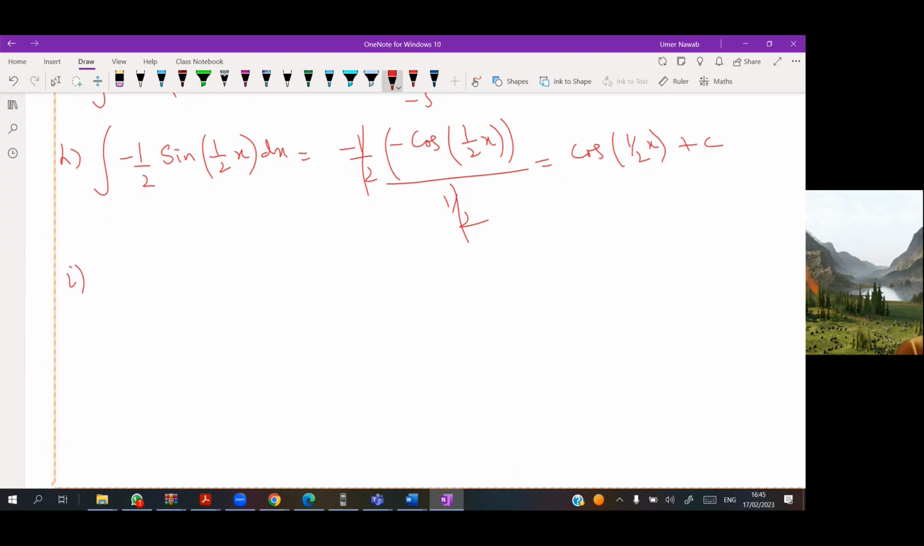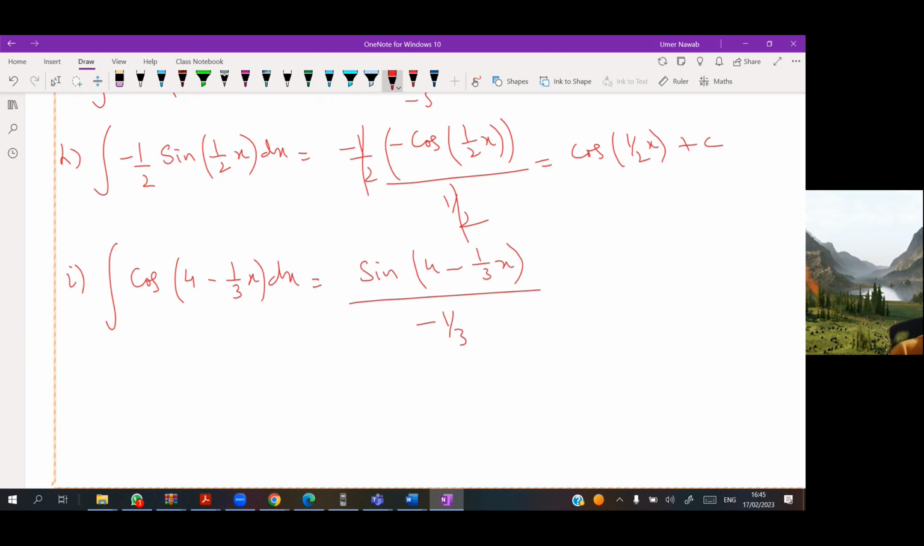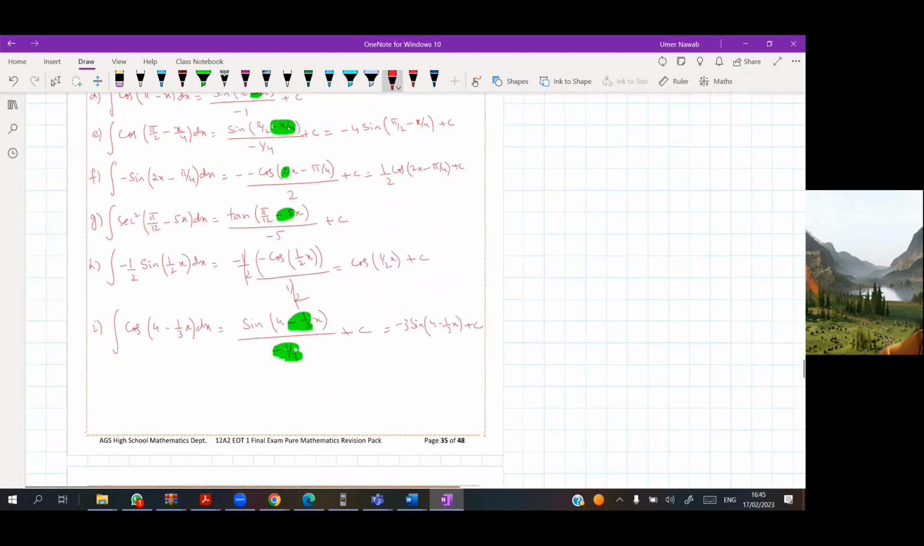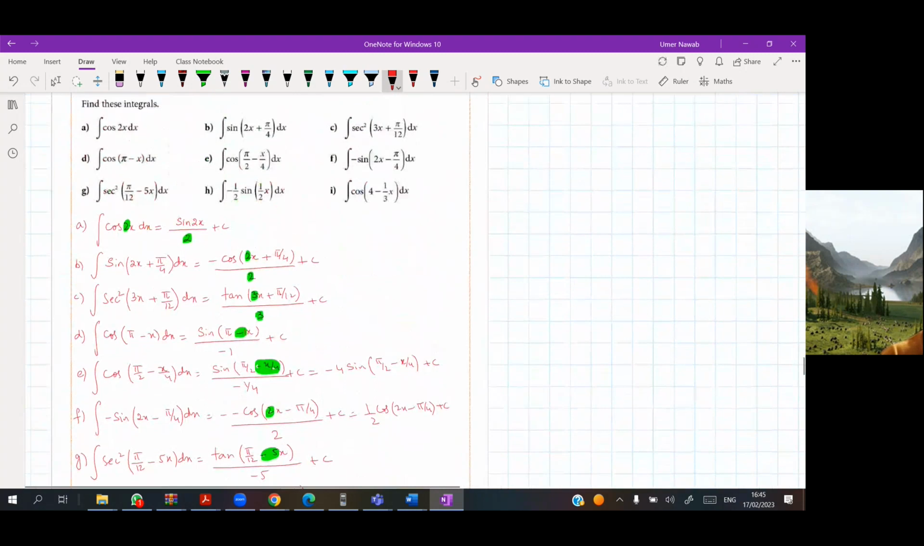And I part, integration of cosine of 4 minus 1 over 3x. My integration of cosine is sine of 4 minus 1 over 3x divided by minus 1 over 3, because the coefficient of x is minus 1 over 3. Plus c. I can also write it as minus 3 sine of 4 minus 1 over 3x plus c. So that's all with this integration of trigonometric functions.